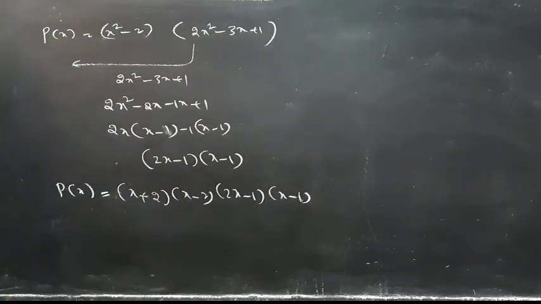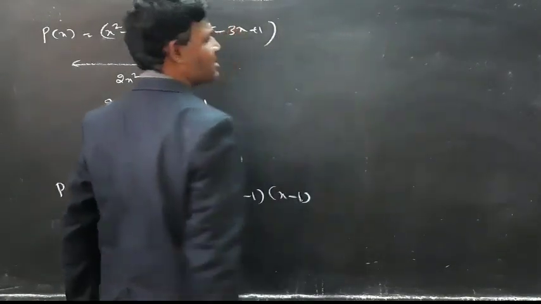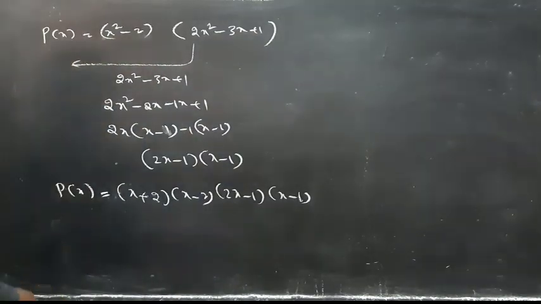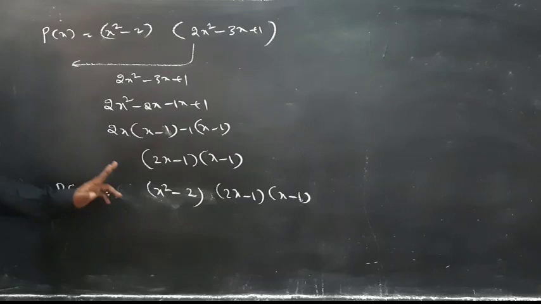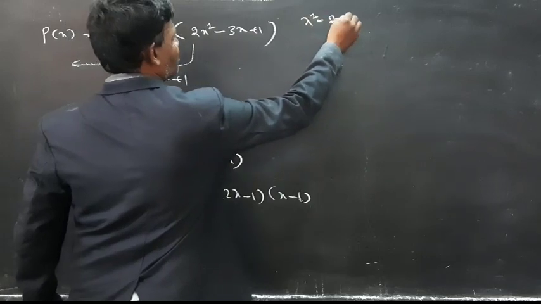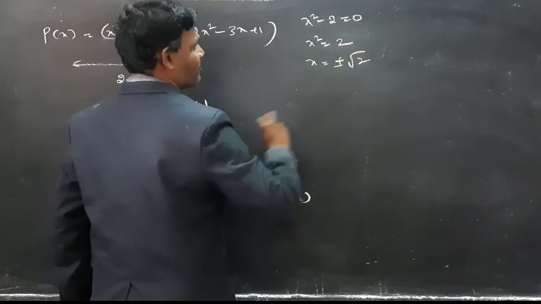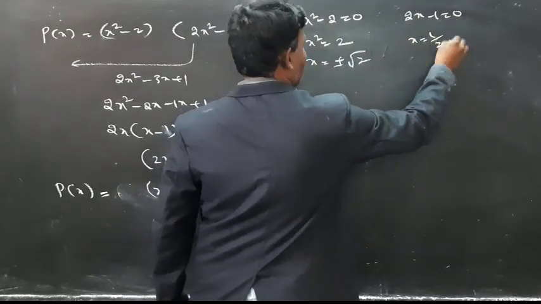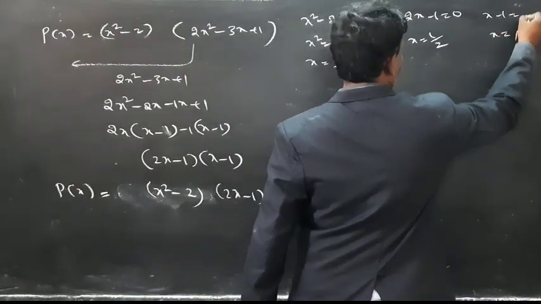To find the zeros of a polynomial, let p of x is equal to 0. It means x square minus 2 into 2x minus 1 into x minus 1. So it means first x square minus 2 is equal to 0. It means x is equal to plus or minus root 2. Similarly, second one, 2x minus 1 is equal to 0. Then x is equal to 1 by 2. Next one, x minus 1 is equal to 0. It means x is equal to 1.